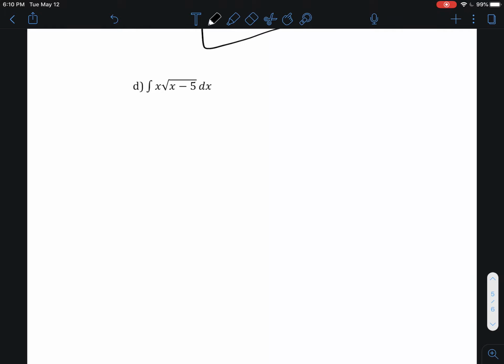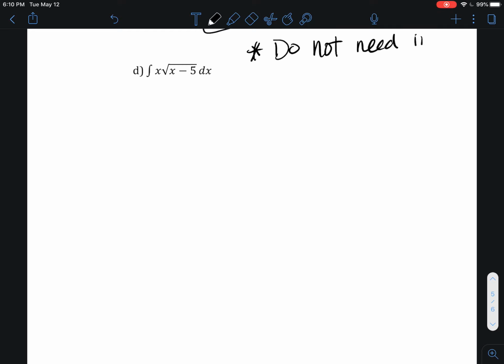All right. So D, I have the integral of x times the square root of x minus 5 dx. So for this one, if you look at it, I can just do u substitution. I don't have to do integration by parts. So be careful, and unless it's complicated, do not. For this one, I do not need integration by parts. I can just do substitution.